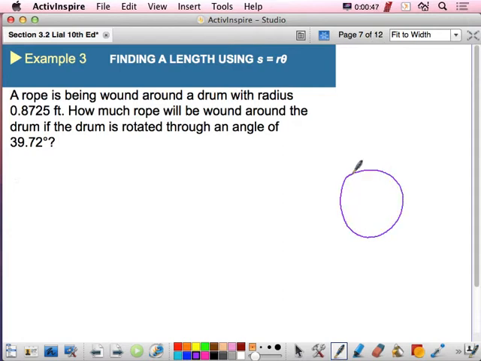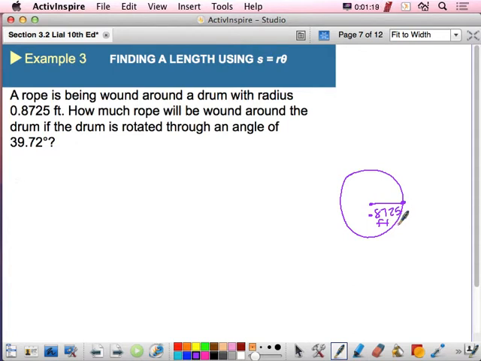So if I draw it this way, here's my drum. It's acting like my spool, okay? And the radius is 0.8725 feet. Now imagine that I tape or somehow bind the rope on at this point, and then I start spinning this. If I spin it downwards, it's going to pull the rope up onto here. Or you could spin it that way and it would pull the rope down to here. But I could start spinning it and rotating it to start wrapping that.